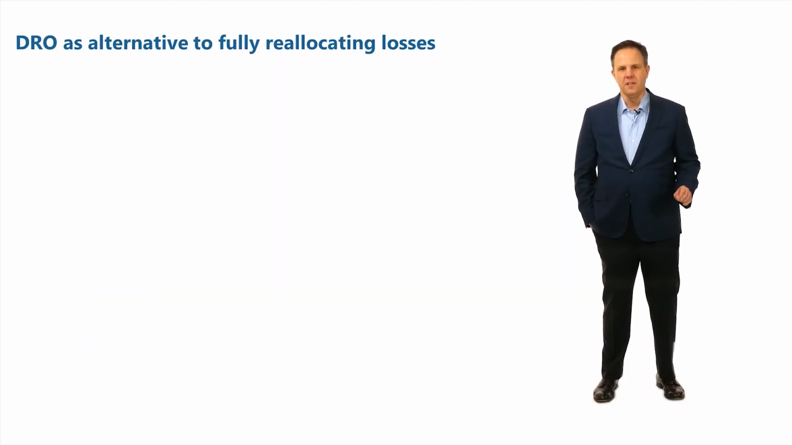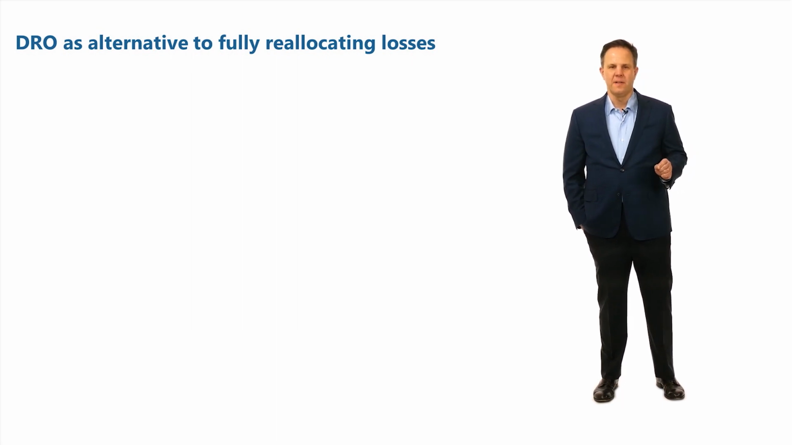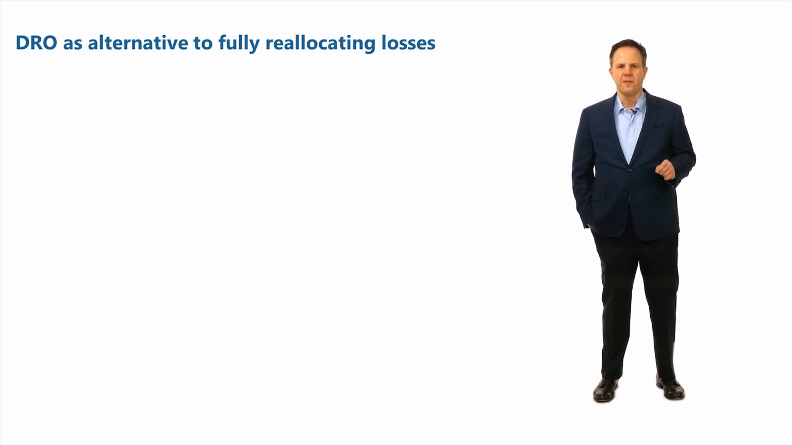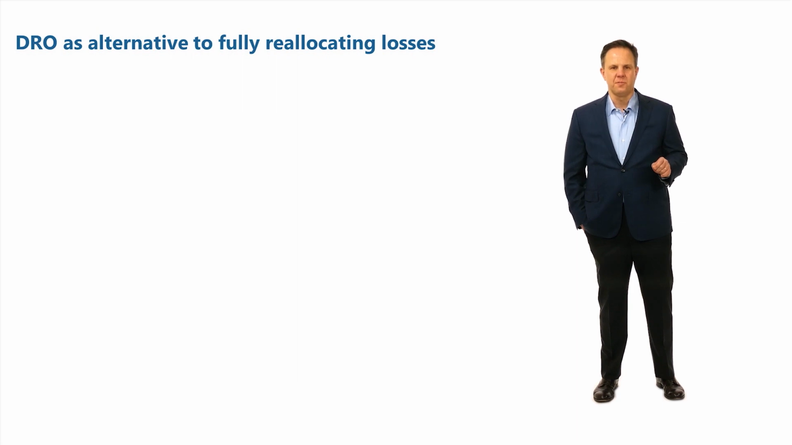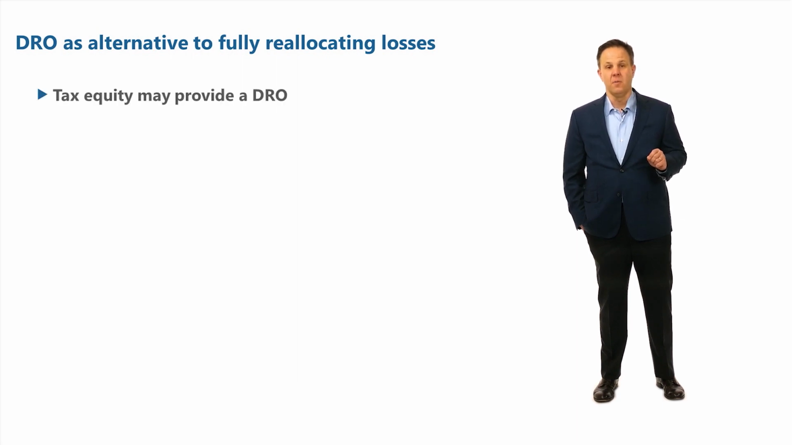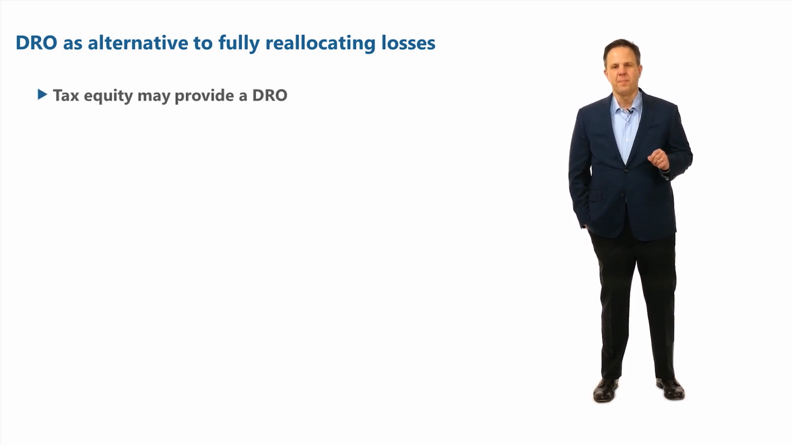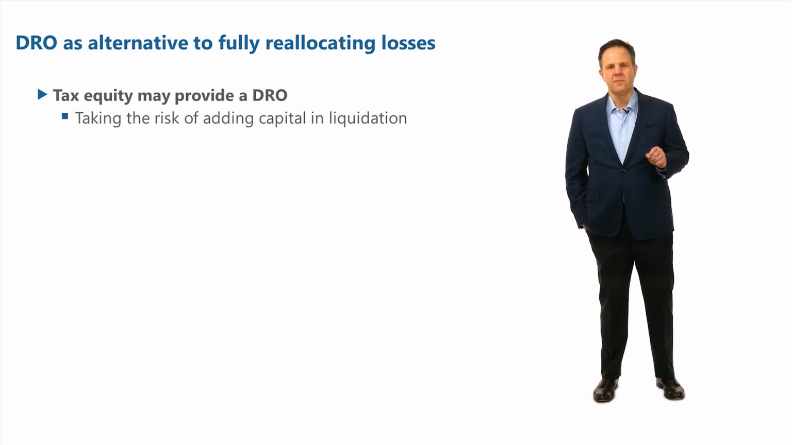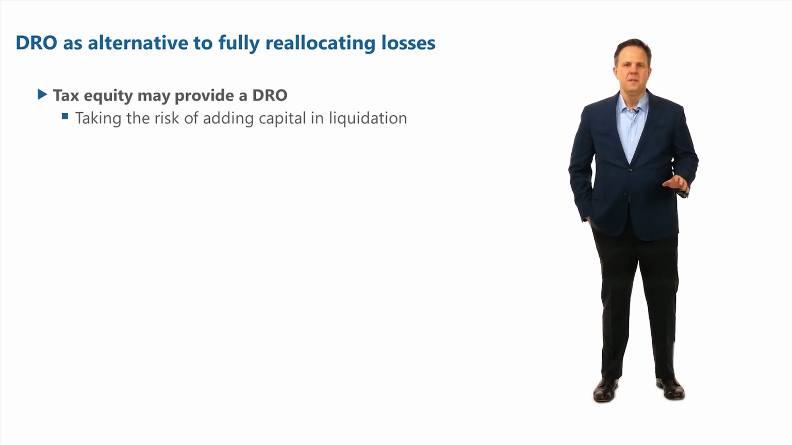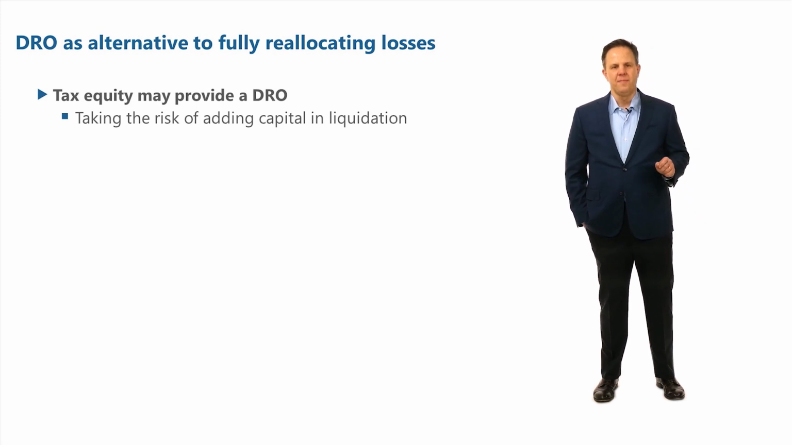In lieu of reallocation, or in addition to reallocation, a tax equity partner can provide a deficit restoration obligation, or DRO, whereby in the event the partnership is liquidated, the tax equity investor must make a capital contribution sufficient to bring its capital account to zero. Typically, a partnership would only be liquidated if there were a creditor owed a debt that exceeded the partnership's means to pay, which is unlikely without a senior secured lender.